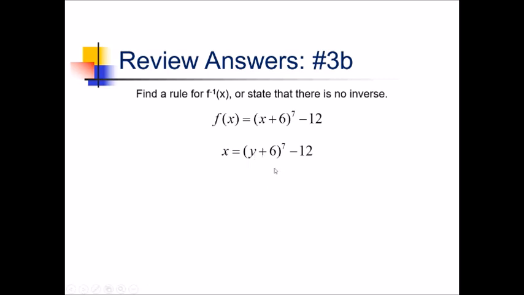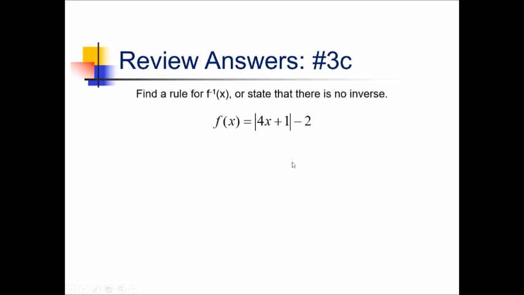To do that, the first thing we have to do is add this 12 to the other side. And now we have to get rid of this 7th power. We can do that by taking the 7th root of both sides. So we have 7th root of (x plus 12) equals y plus 6. And then as a final step, we'll subtract 6 from both sides, and I'll just write f inverse of x equals 7th root of (x plus 12) minus 6.